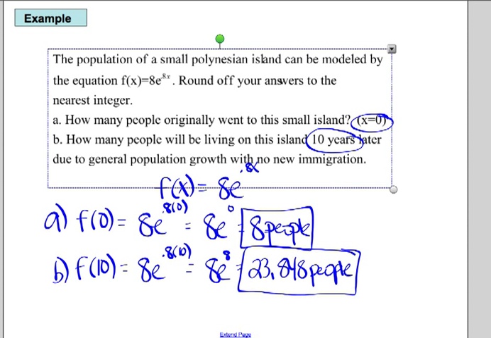Hopefully, you came up with 8 people for the first one and 23,848 for the second.